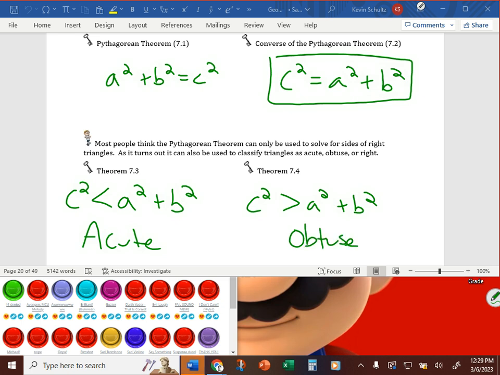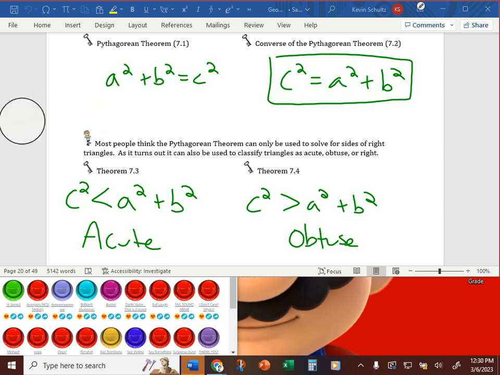Now, the reason I'm putting that C squared first, and you don't have to write this down if it might confuse you, is that C squared is less than A squared plus B squared is the same thing as saying A squared plus B squared is greater than C squared, because if you reverse the sides, you have to reverse the inequality symbol. Looking at that, most people think, oh, obtuse, because greater than, which makes sense, since an obtuse angle is greater than 90.